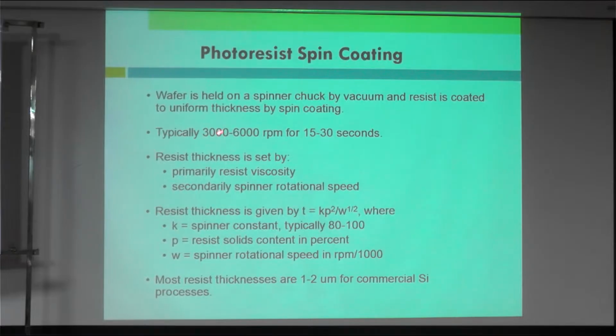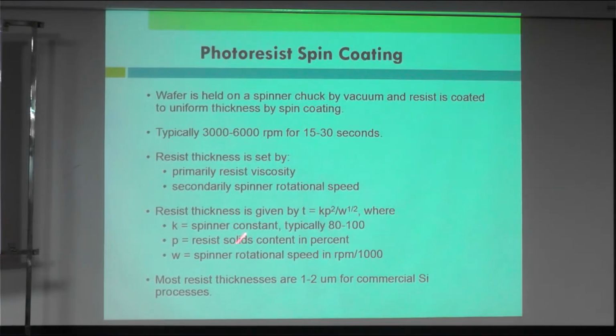So you spin this whole thing in order to spin coat the resist. Typically 3,000 to 6,000 RPM for 15 to 30 seconds. It depends on how thick you want the resist to be on the surface and what the photoresist material is. If it's a high viscosity and you want a thick film, then you reduce the spin RPM. If you want a lower thickness, which means thin films, you might want a higher spin RPM. So resist thickness is set primarily by resist viscosity and secondarily by spinner rotational speed.